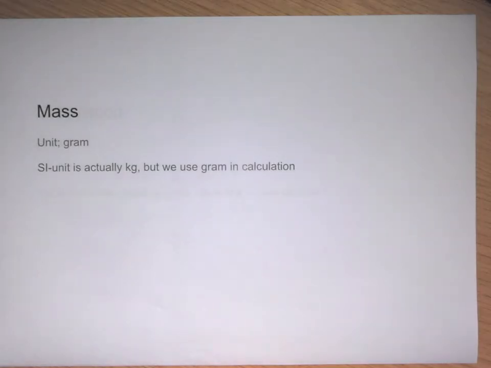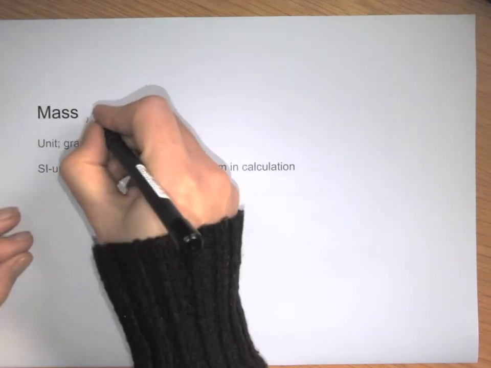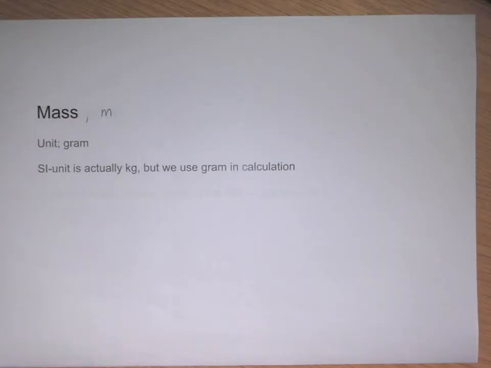The last part of the equation was the mass, and that is what we put on the scale. The unit for mass, we notated the mass with a small m, and the unit will be gram. I know that the SI unit is actually kilograms, but in the calculations we're using only gram.